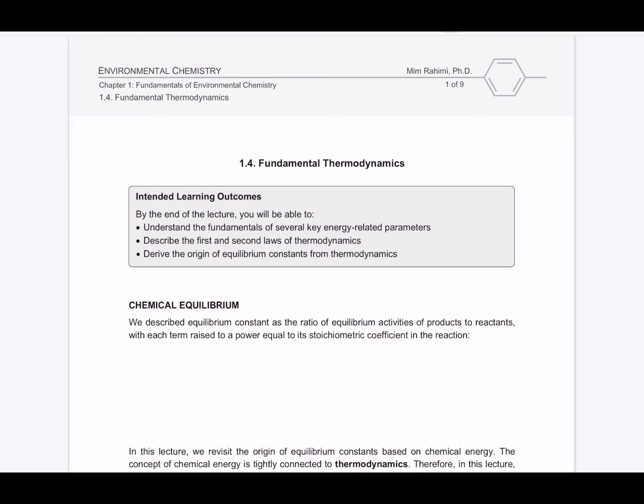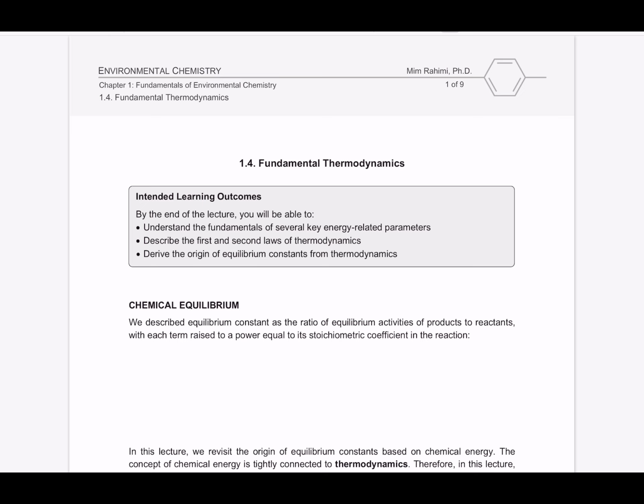Welcome to lecture 4 of environmental chemistry. Today we're going to talk about the first part of thermodynamics, talking a little bit about the fundamentals, and then in the next lecture we're going to talk about some specific examples in the context of more practical thermodynamics.